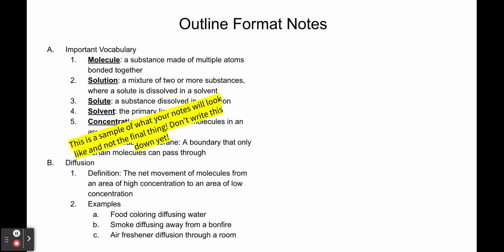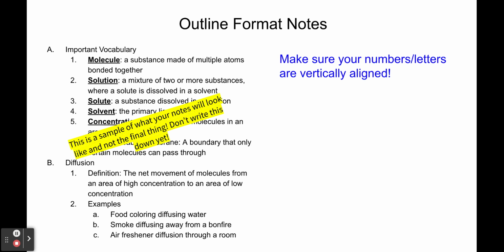You're taking handwritten notes during this lecture video, and they'll be in outline format again. So I've pre-formatted all of the notes so that your notes will look something like this on your paper when you're done. Some tips: make sure your numbers and letters are vertically aligned. Pay attention to how much you've tabbed in and keep it consistent.